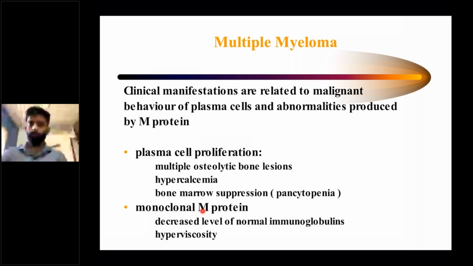And there will be a monoclonal M protein, decreased level of normal immunoglobulins, and more number of M protein clones will be seen. Because of this excessive production of M protein, there will be hyperviscosity of the blood, which can lead to formation of thrombus or can lead to stroke. So there are multiple complications of multiple myeloma.